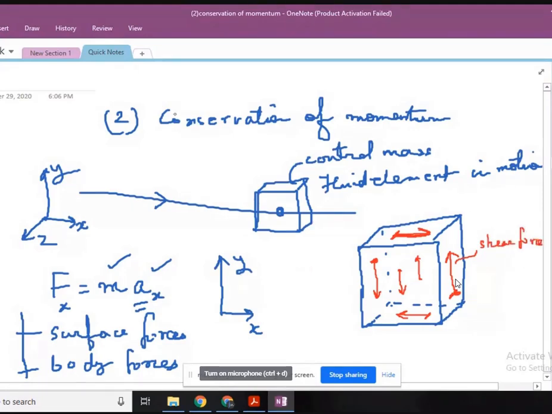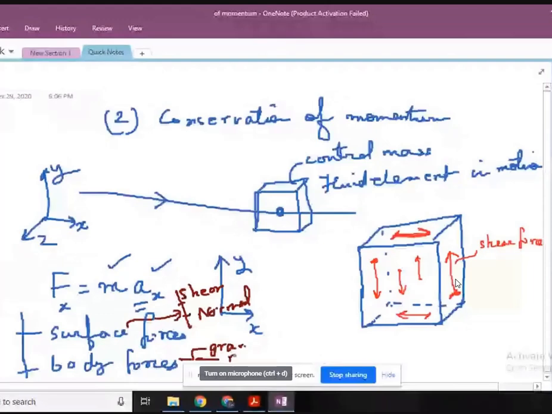Another type of surface force can be the normal force, as I told you. So the surface forces can be shear and they can be normal. Body forces can be gravitational, or they can be magnetic field force. So many examples. Now another surface force is this one, the normal force, which is acting on the face, which is trying to pull this.